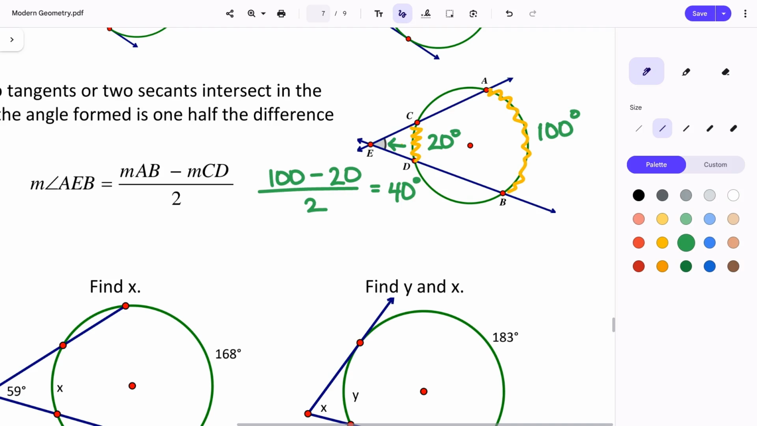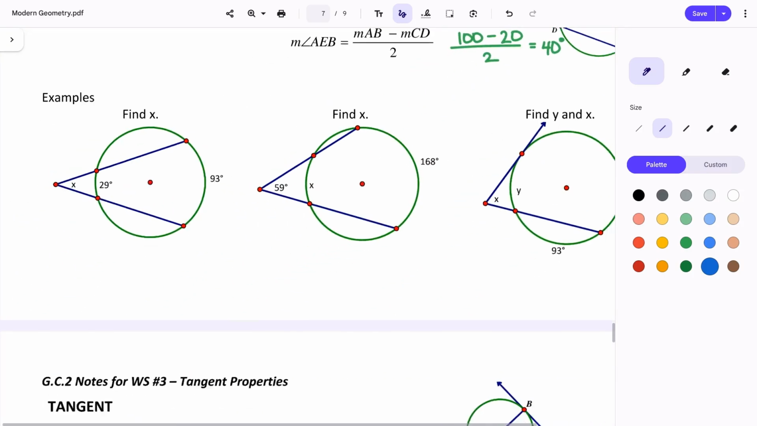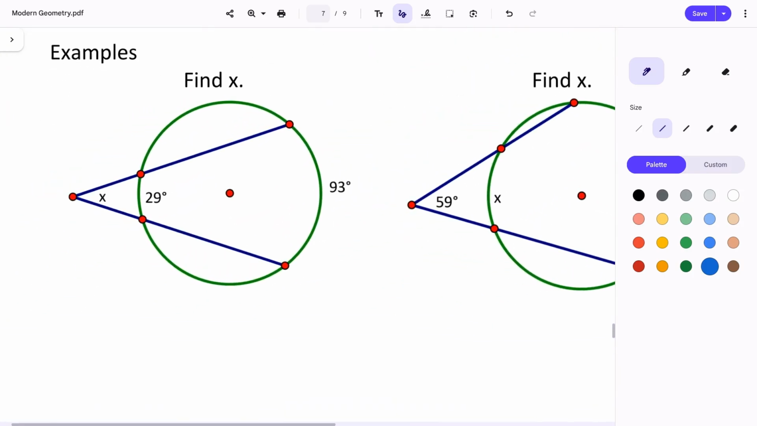Okay, so let's do some examples here. Last couple that we have for our day. So find x here. This is very much like what we just talked about. It's fairly cut and dry. So tell me how we would set this up using what we just talked about.